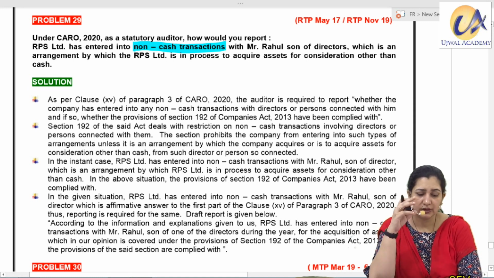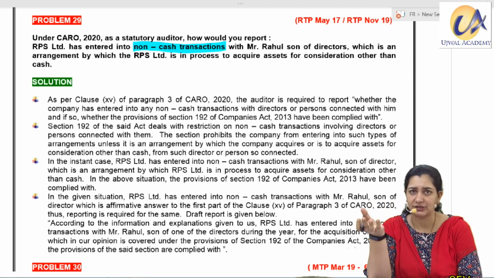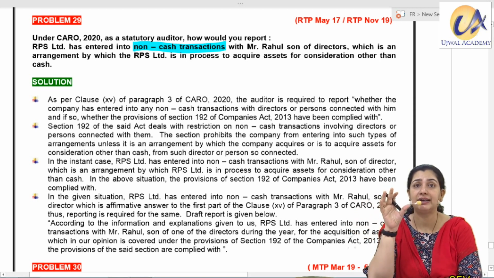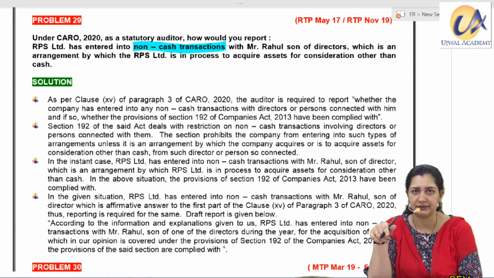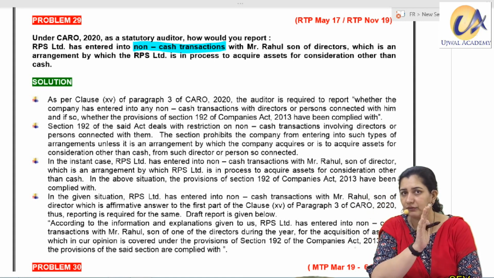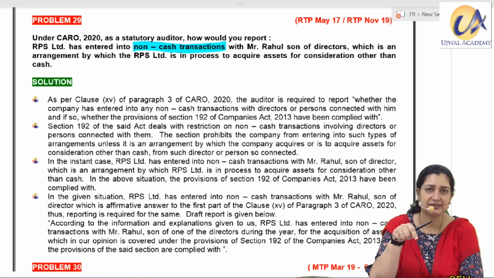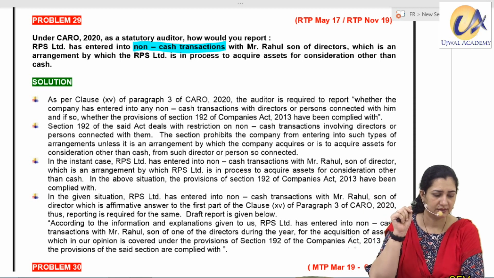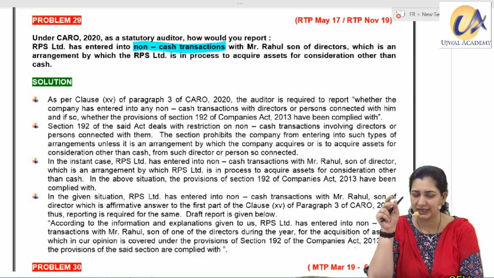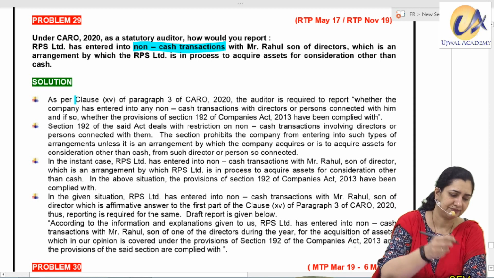So company is going to acquire assets for consideration other than cash. So it's a non-cash transaction with related party or connected person. See, he's the son of a director. So we had a point, NRCR. So first N was Nidhi company, R related party and C internal audit. This is that N point. Which point? N, non-cash transaction, clause 15.